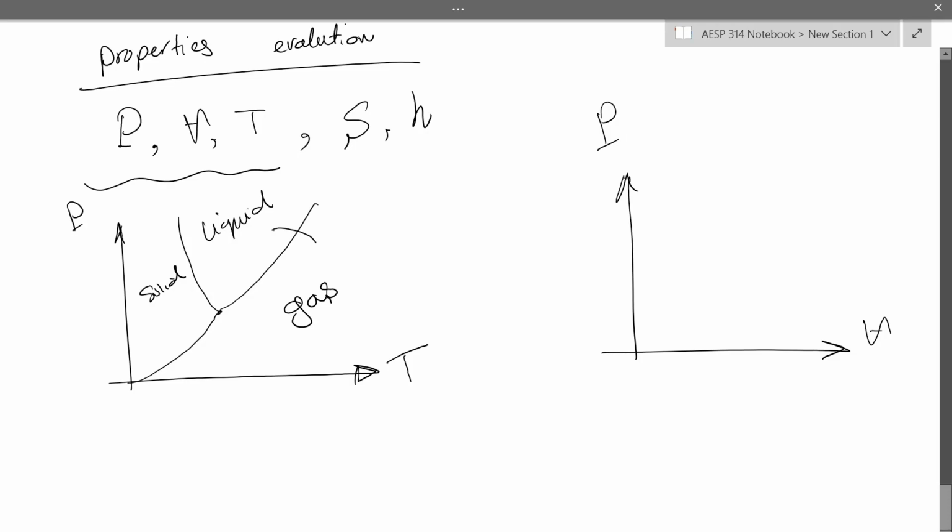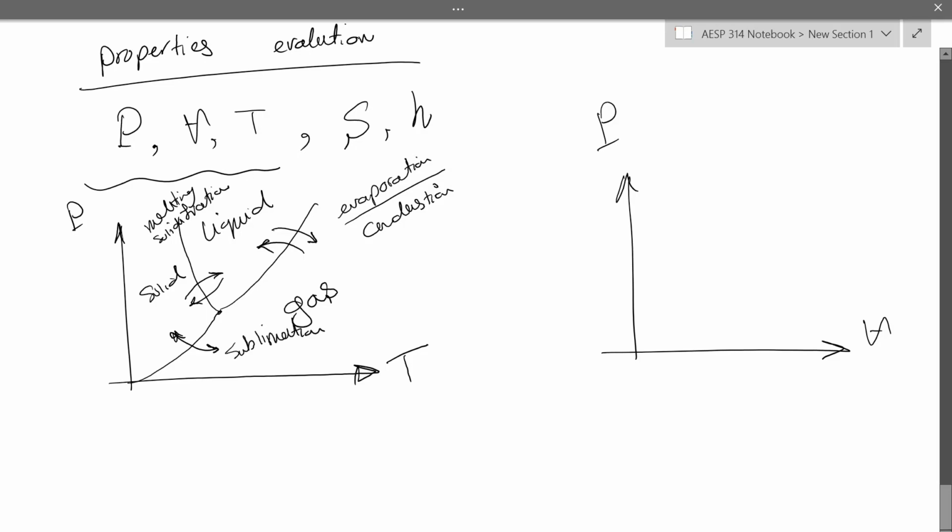And a material can move from liquid to gas and gas to liquid with a process that's called evaporation or condensation. It can also move from solid to liquid or liquid to solid in a process that is called melting or solidification. But we can also go straight from solid to gas in a process called sublimation.